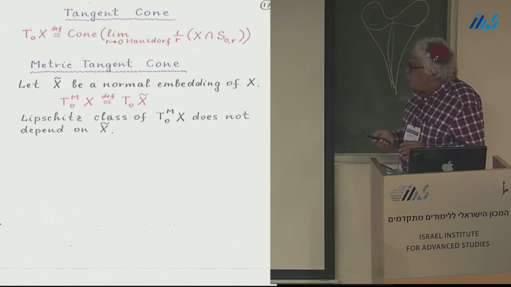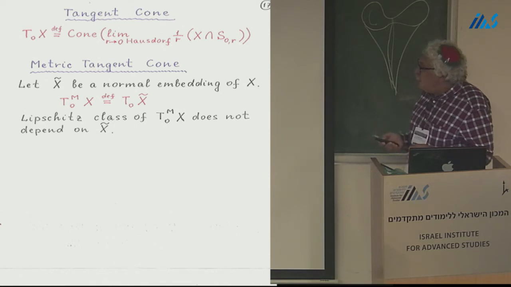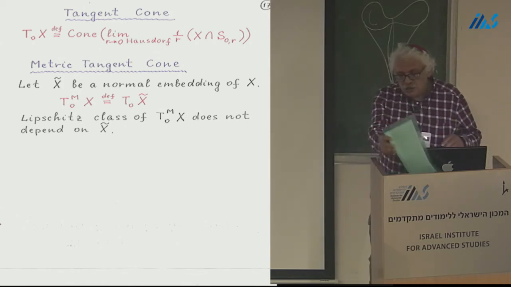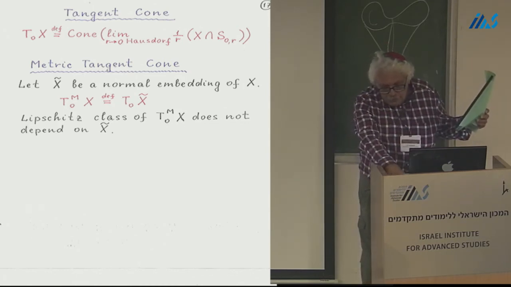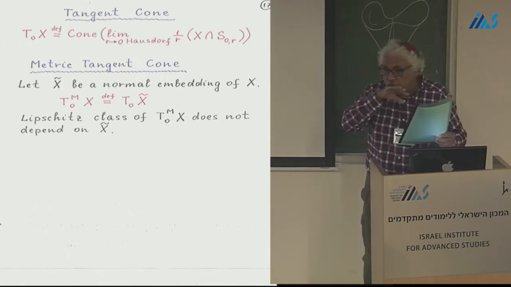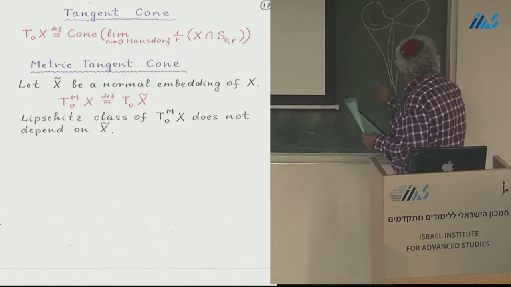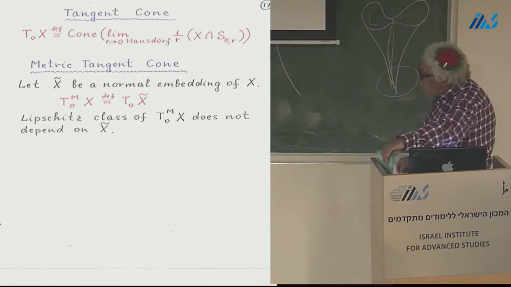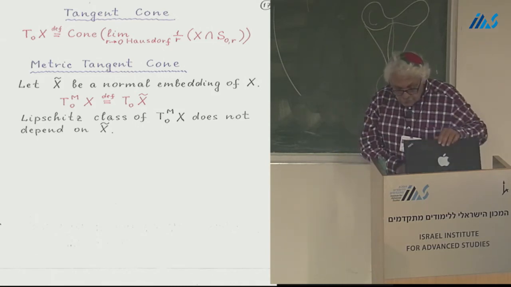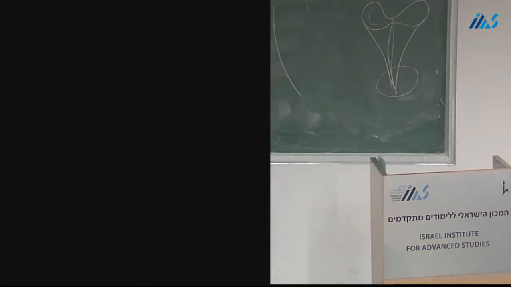But if you have something which is not normally embedded, you can make a normal embedding of X and take its tangent cone. Well, in the other way around, we can make a family of links, so the intersections with the small spheres, and take the Gromov-Hausdorff limit, and this will define the metric tangent cone. Okay. Now let me come back to... Oh, it's funny that the picture is very similar to the picture of the singularity theorem.